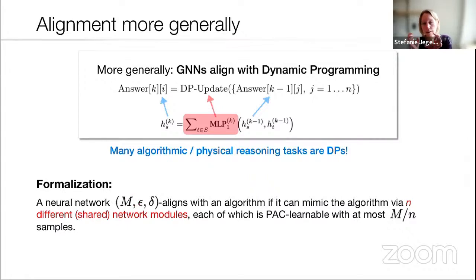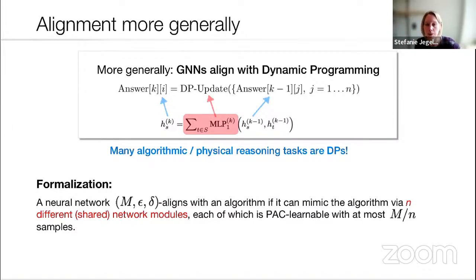Now I look at each of my modules, each of my shared aggregation functions here, and I see how many samples I would need to learn that update operation. And I learn it in the PAC style, which means with probability 1 minus delta, that's where the delta is, I make an error of at most epsilon. So that's the epsilon here. And then I look at all the samples that I would need for all of those pieces, and I put them together, and that's the big M. So that's a way to quantify it.